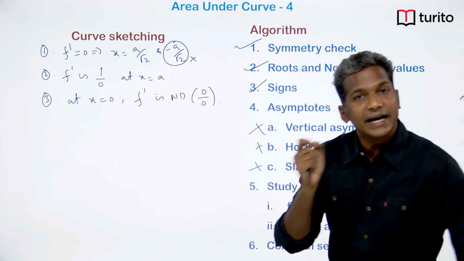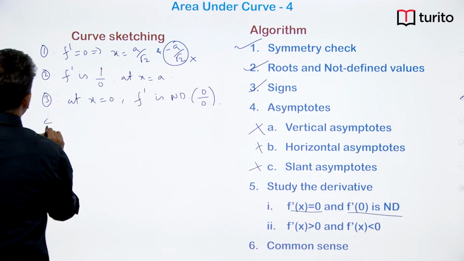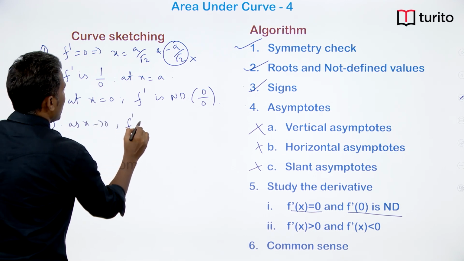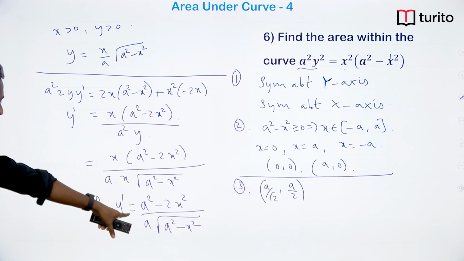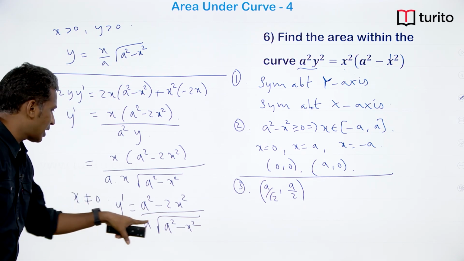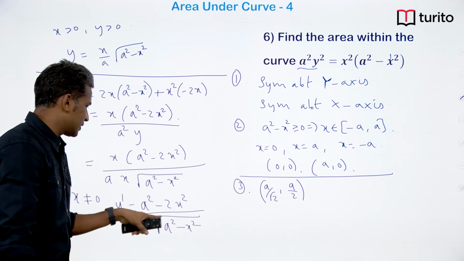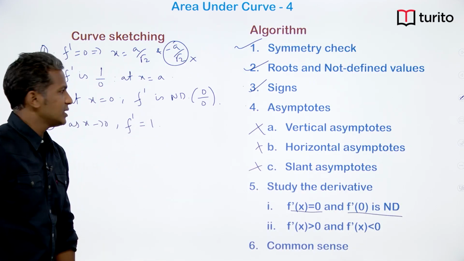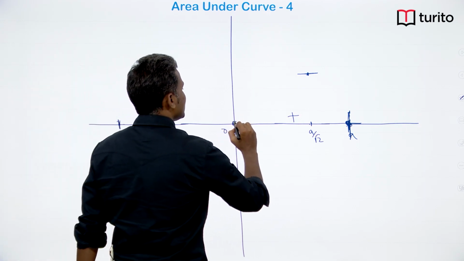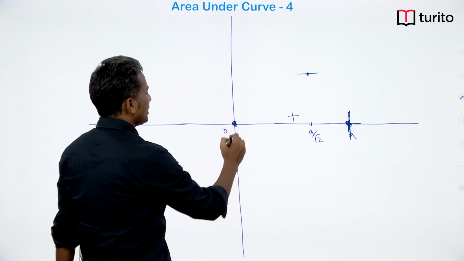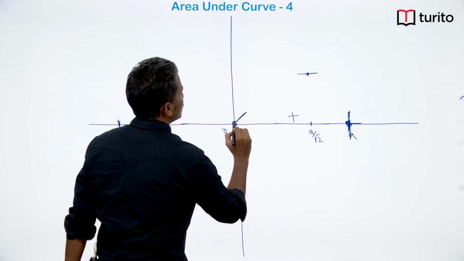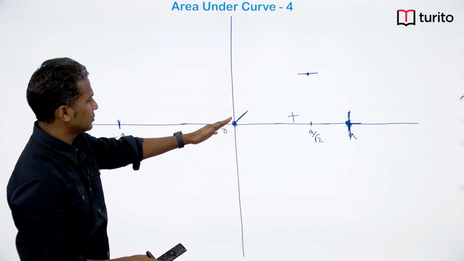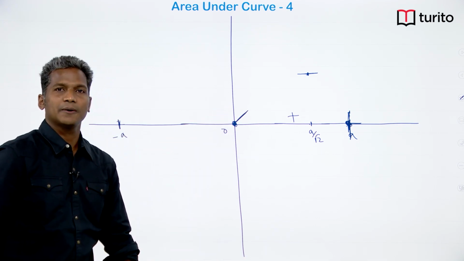Now what if x is tending to 0? As x tends to 0, f dash is tending to, observe here, if x is not equal to 0, I can take this expression. So if I put x equal to 0, I am getting 1 as the derivative, which means at 0 there is an ambiguity, but after 0, on the positive side, the slope must be 1 unit. So the tangent must be somewhat like this.